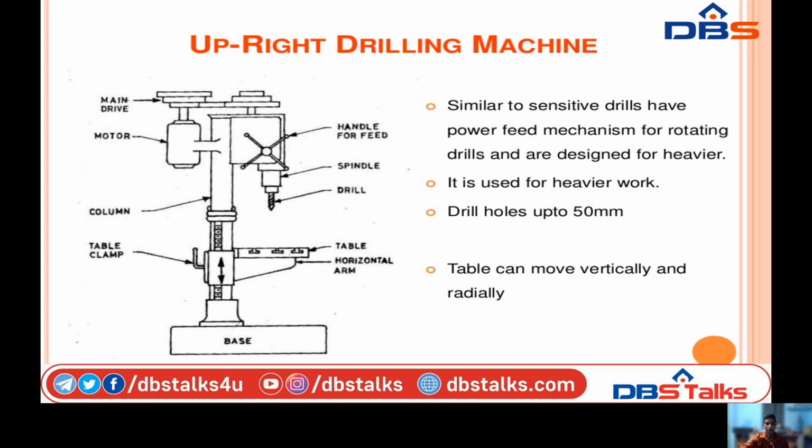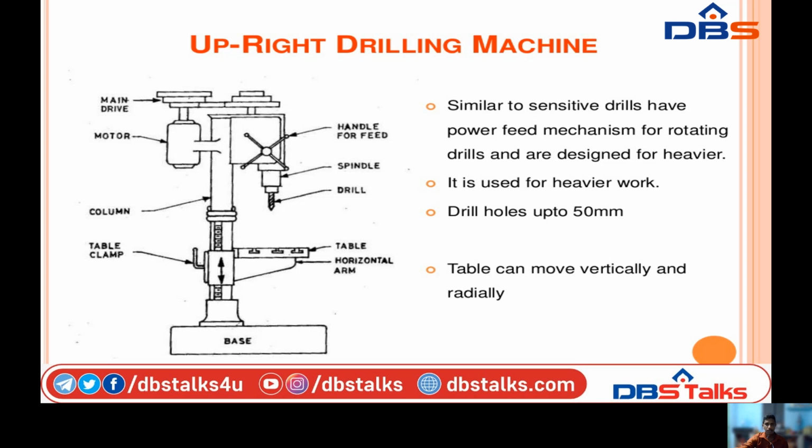Next, coming to the third one, the upright drilling machine. The upright drilling machine is similar to the sensitive drilling machine. Here also we can use a power feed mechanism, and upright drilling machines are used for heavier works. But compared with the previous two machines, one is the portable and the second is the sensitive or bench drilling machine, the upright drilling machine is used for heavier works.